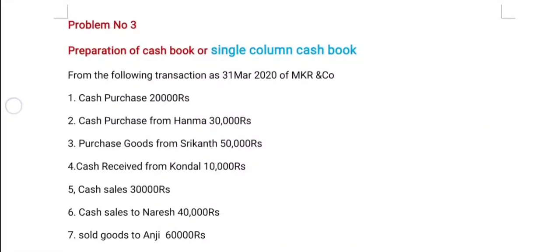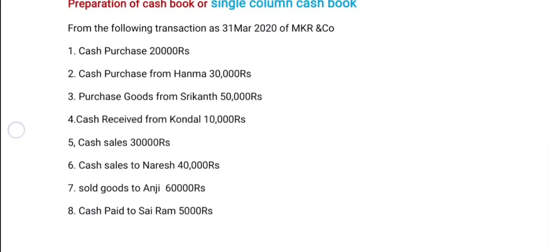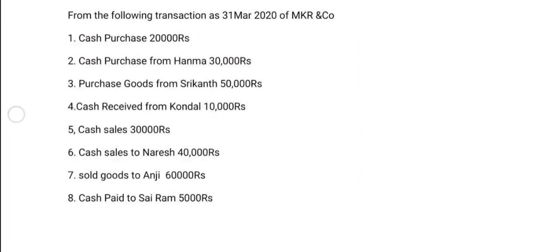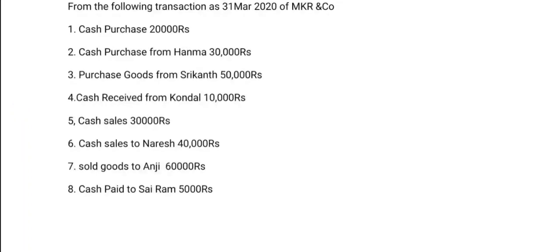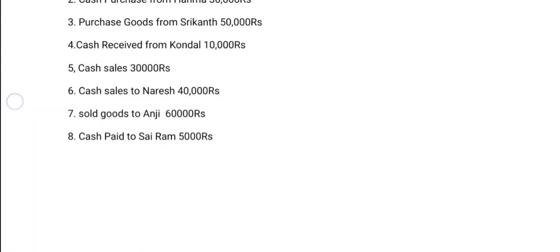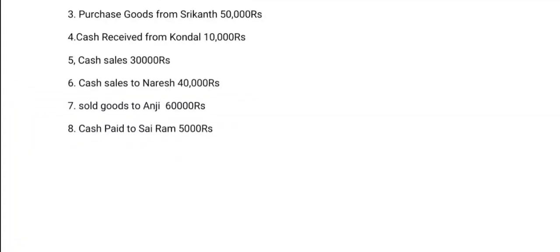On 1st March, cash purchase 20,000 rupees. Then, second date, cash purchase from Hanma 30,000 rupees. Purchase goods from Srikanth 50,000 rupees. Cash received from Kondal 10,000 rupees. Cash sales 30,000 rupees. Cash sales to Naresh 40,000 rupees. Sold goods to Anji 60,000 rupees. The last transaction, that is 8th date, cash paid to Sairam 5,000 rupees.